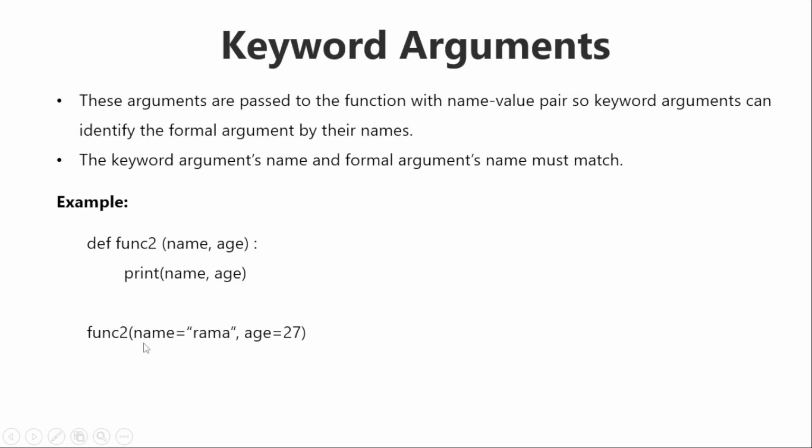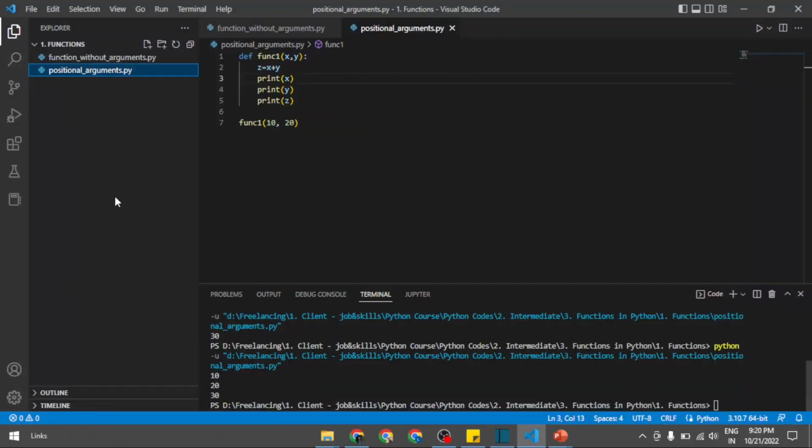But when you call this function, you can assign the actual arguments to the formal arguments with the help of name-value pairs. So here you don't have to worry about positional arguments. You can follow the name-value pair in order to pass actual arguments. So let us execute this operation in the code editor, then you will get a clear understanding.